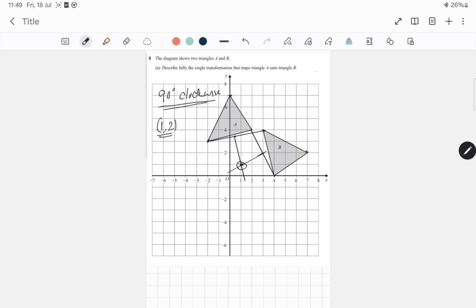And once you write both, what the transformation is and what the center is, then you get the full marks. This is a 3-mark question.